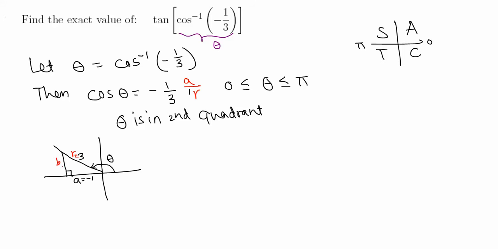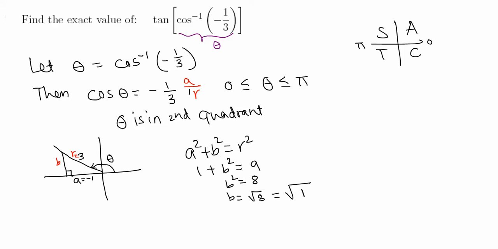Now we want to find the opposite, b. For this we use a squared plus b squared equals r squared. A is -1, squared is 1. B squared is to be determined. R is 3, squared is 9. Subtract 1 from both sides, 8. Take the square root of both sides, √8. You can simplify: 8 is 4 times 2, and the square root of 4 is 2, so 2 √2. So this height, the opposite side, is in fact 2 √2.